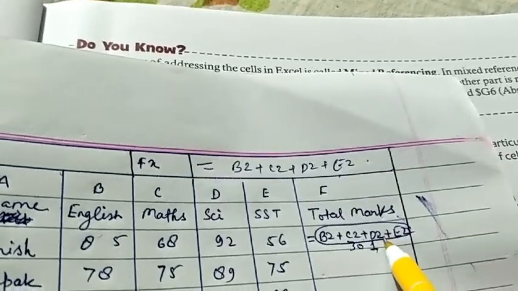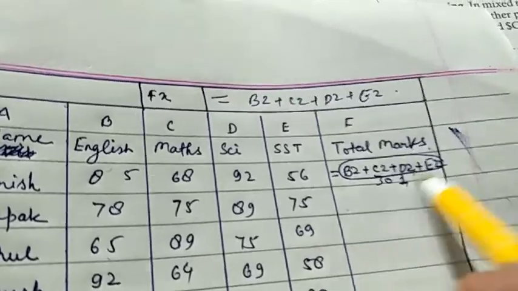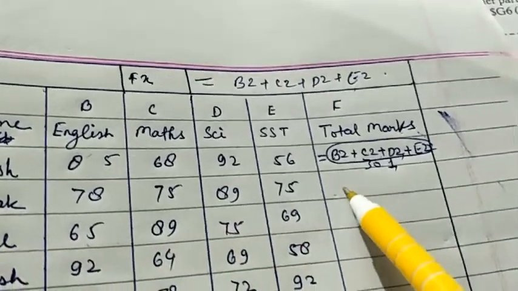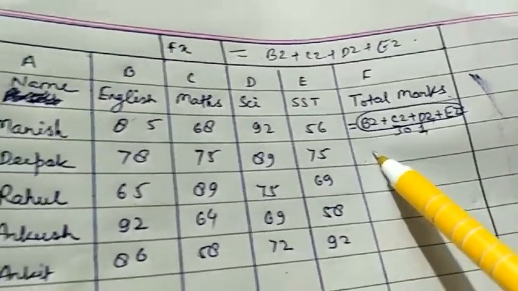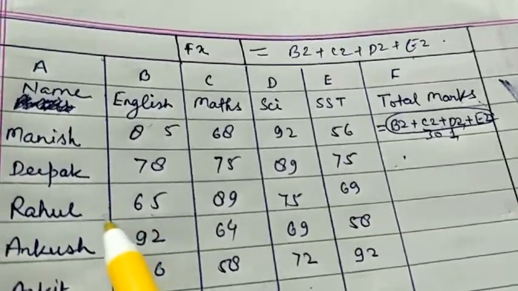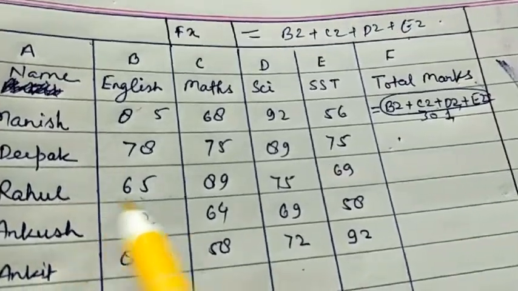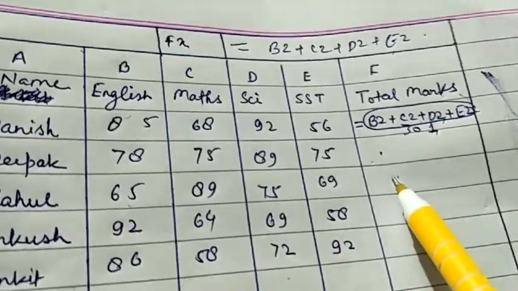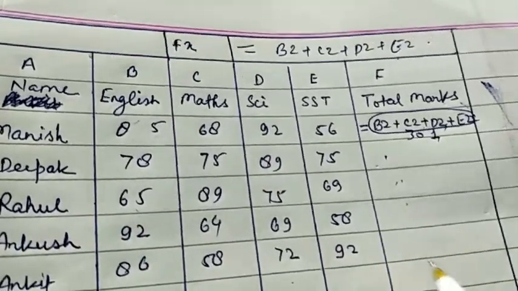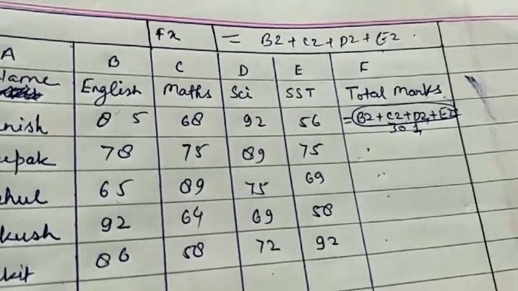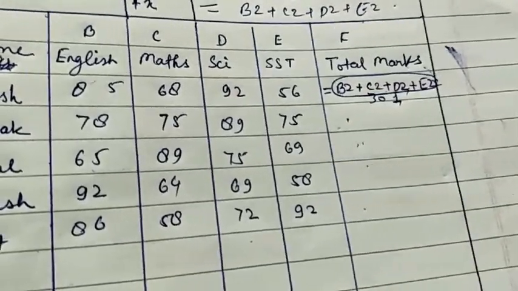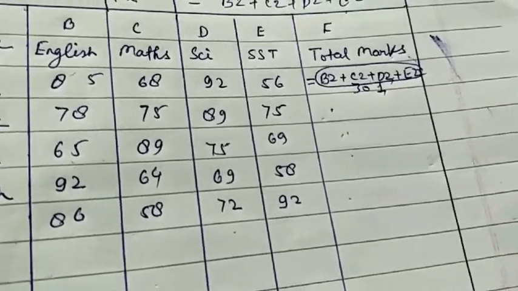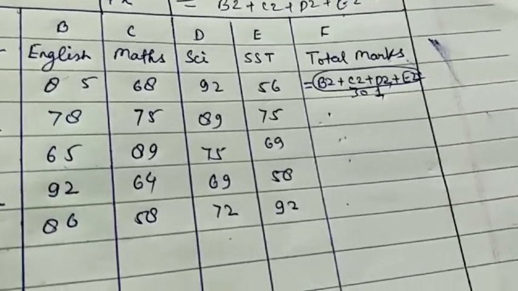So again, if you want to calculate the marks of Deepak, you have to write the formula here. For the same purpose you have to write the formula for Rahul here, then for Ankush here and for Ankit here. So what is the advantage? Nothing. If every time you write the formula again, there is no advantage of applying a formula. What is the advantage of Excel?